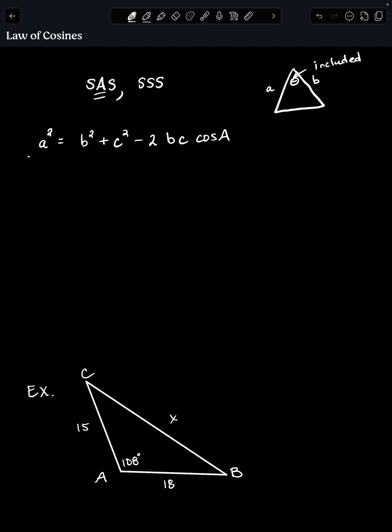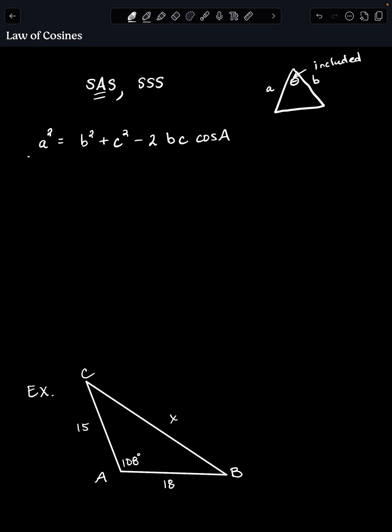So the law of cosines comes from the distance formula, and it's complicated. I'm not going to write it all out and prove it, but you just need to know that there's a pattern here. You can figure out the pattern. You need to know the law of cosines.